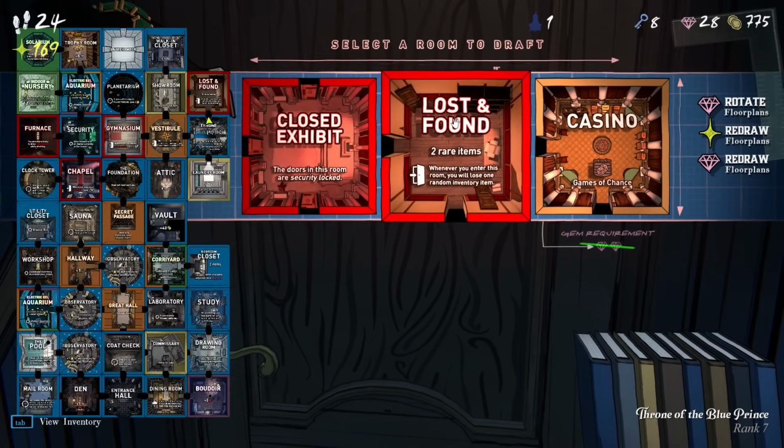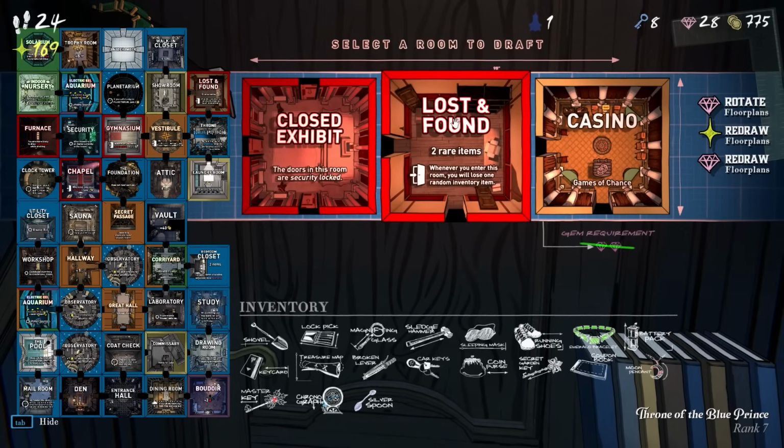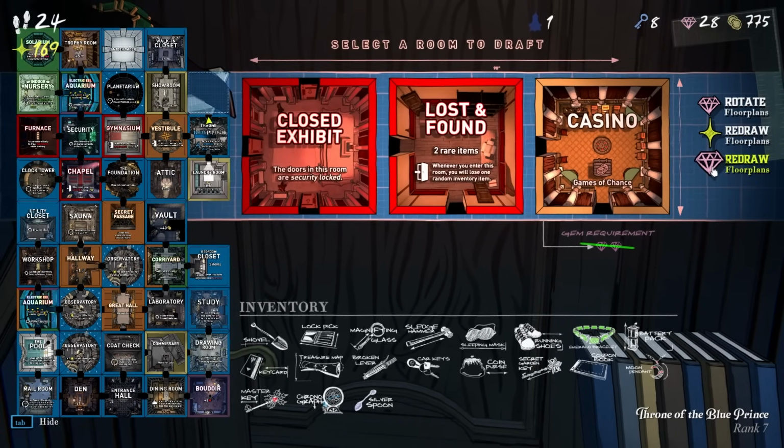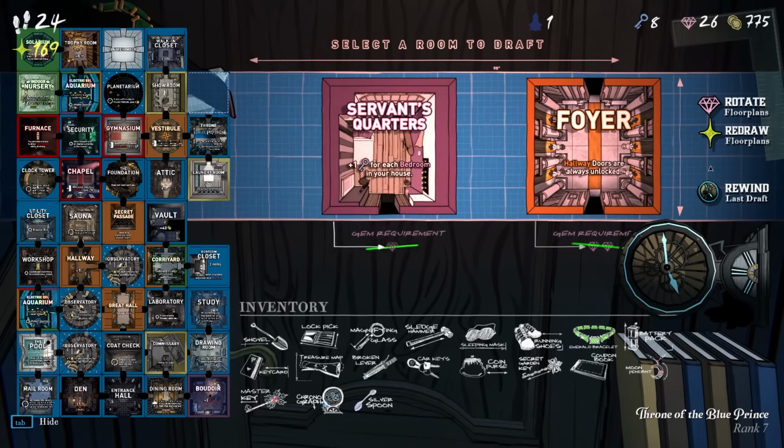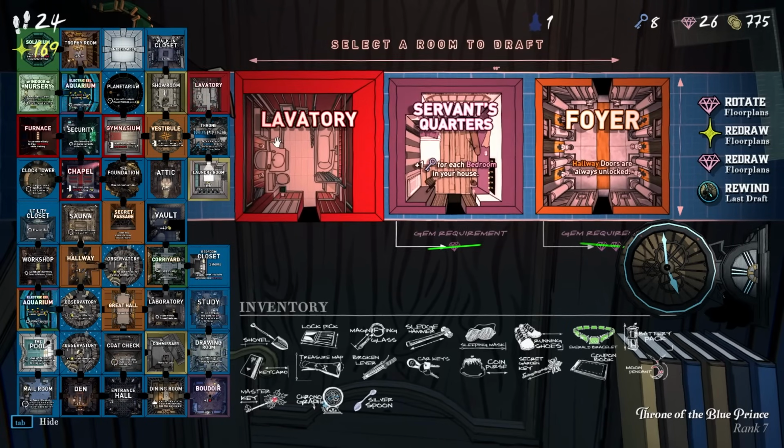Oh, Lost and Found is such an interesting one. For potentially trying to... If I had grabbed it before and hadn't already bought everything out of the showroom. Ah. Silly me. Redraw. Redraw. We'll grab the toilet.